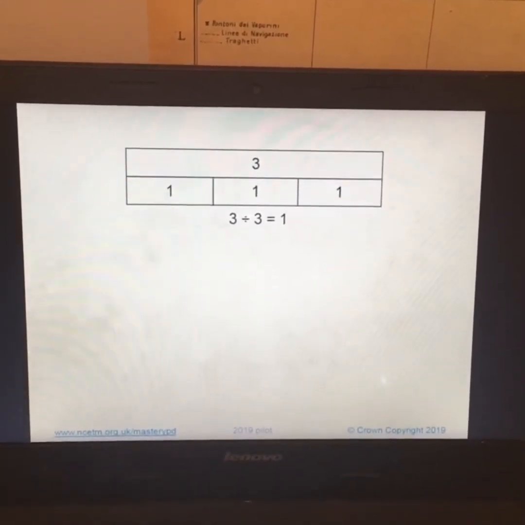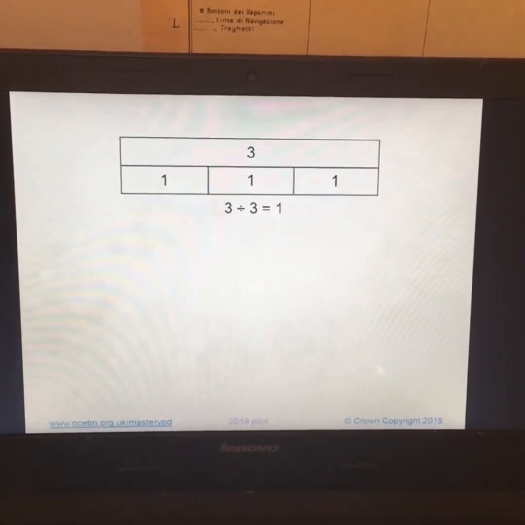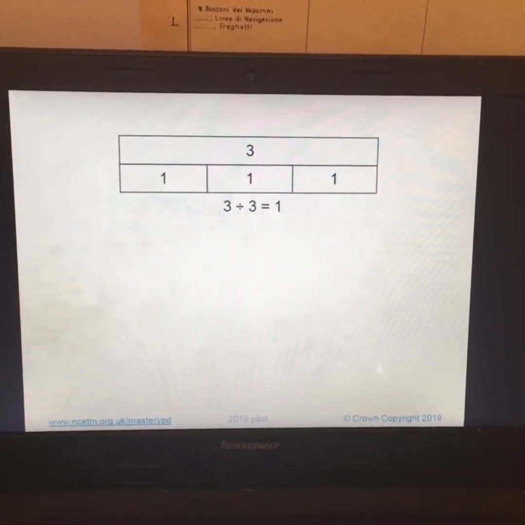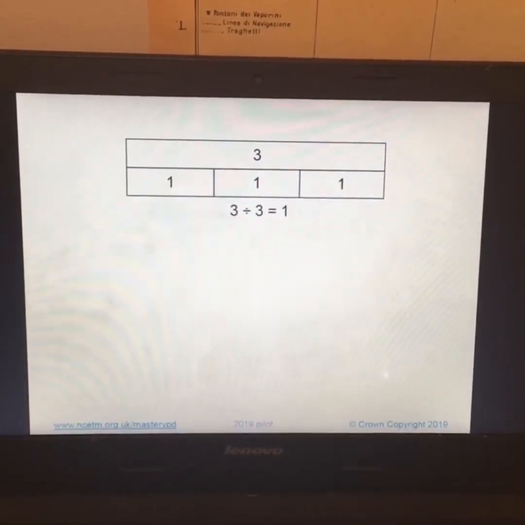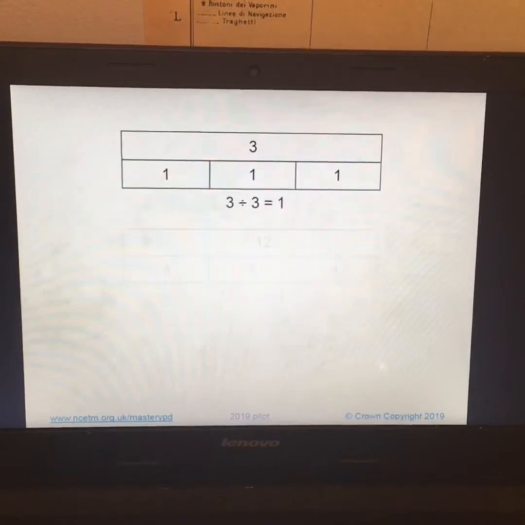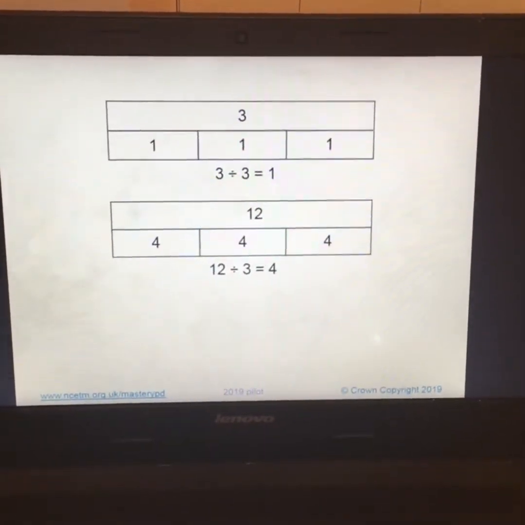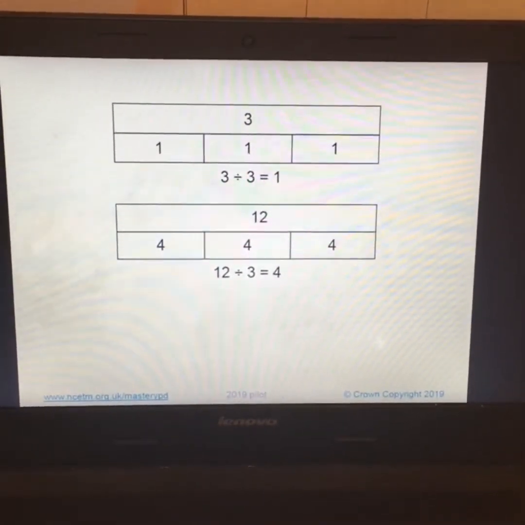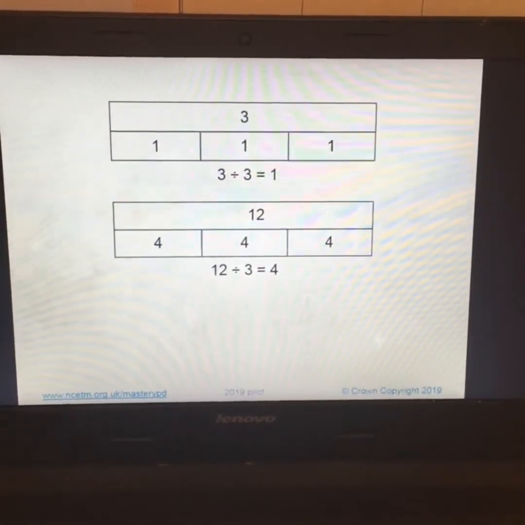Okay, this time we've got 3 divided by 3 is 1. So let's say we're sharing conkers again to keep it nice and easy. So 3 conkers, 3 people, they get 1 each. If I now had 12 conkers, 12 divided by 3 people is 4.